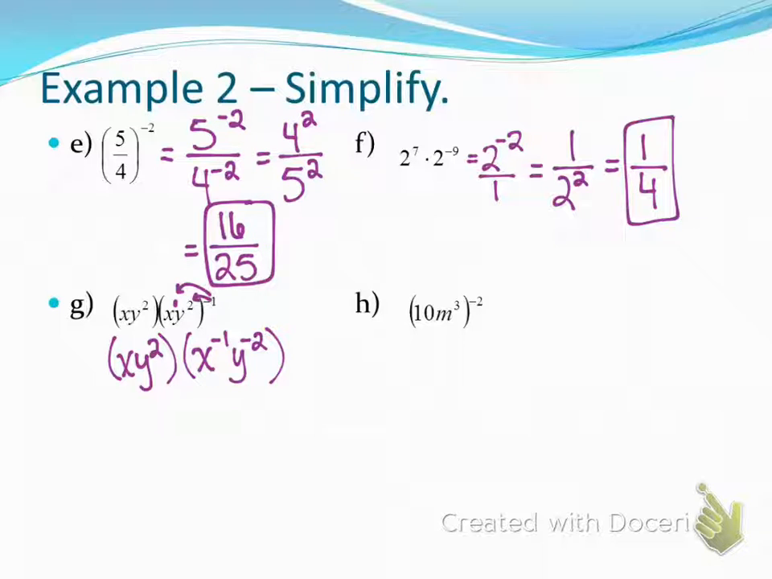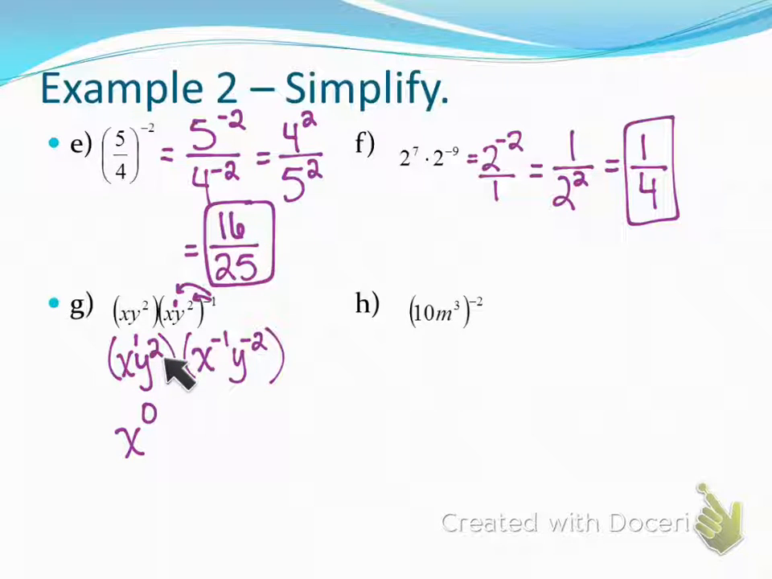Okay, next step, we are multiplying these sets of parentheses together. When we multiply the same base, what do we do with the exponents? Add them. What is the exponent on the x in the first set of parentheses? A 1. So I'm going to be taking 1 plus negative 1. What does that give me? 1 plus negative 1? 0.